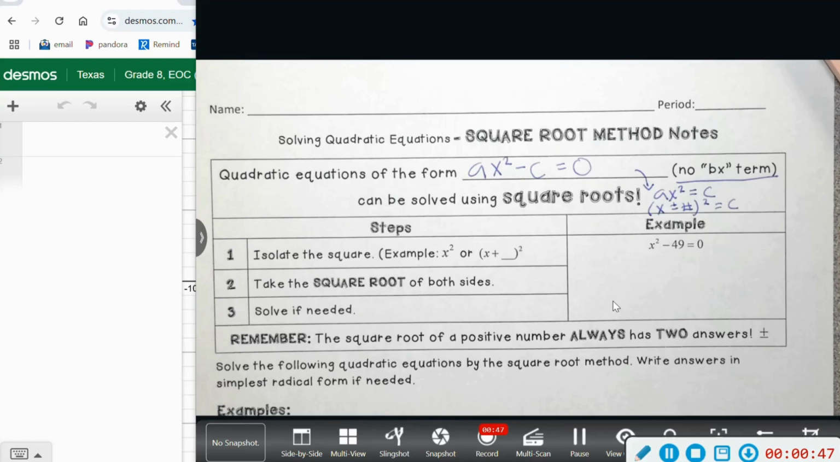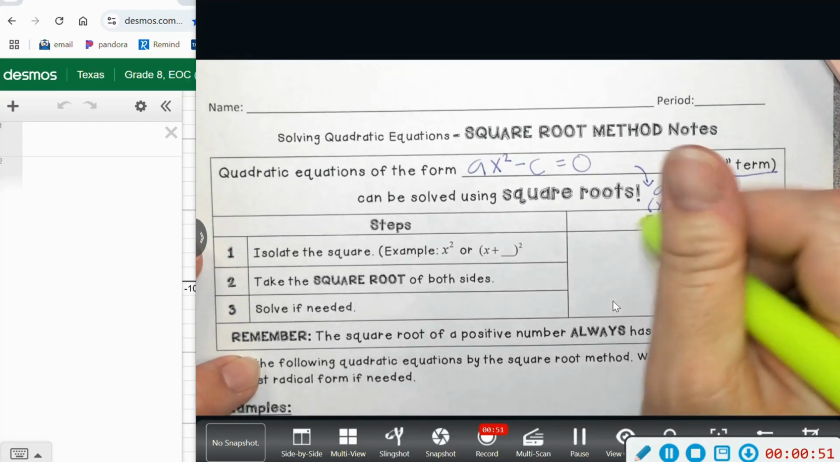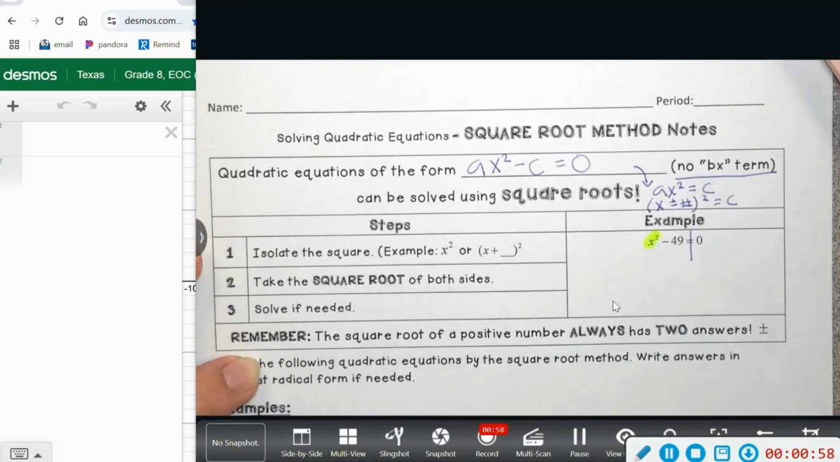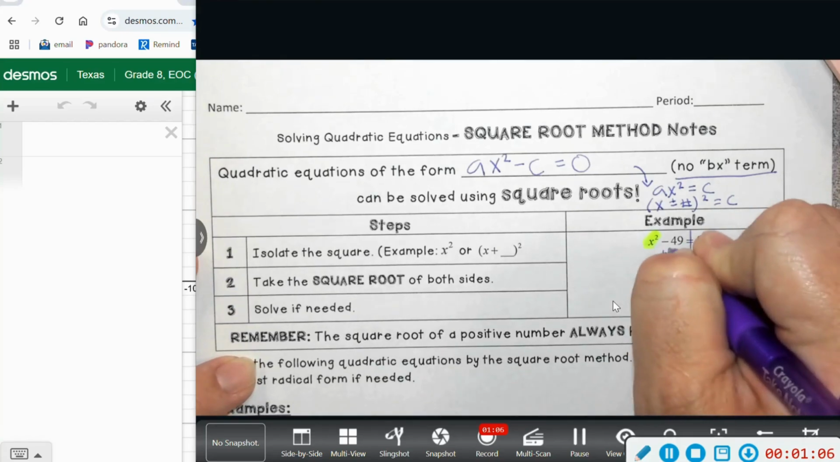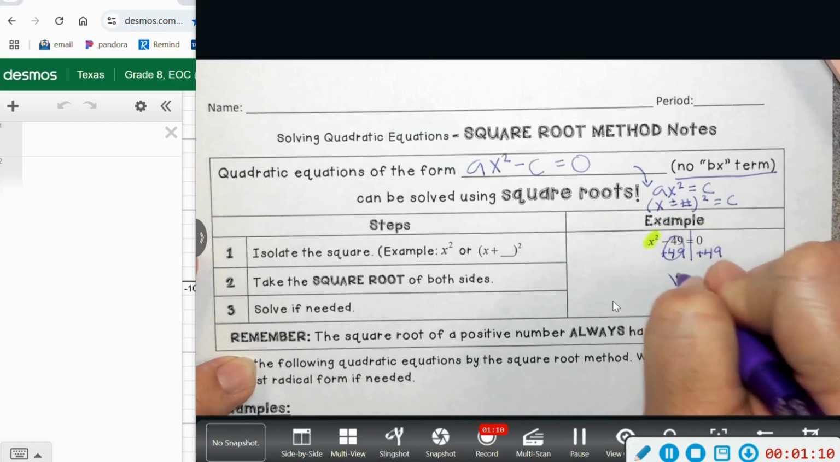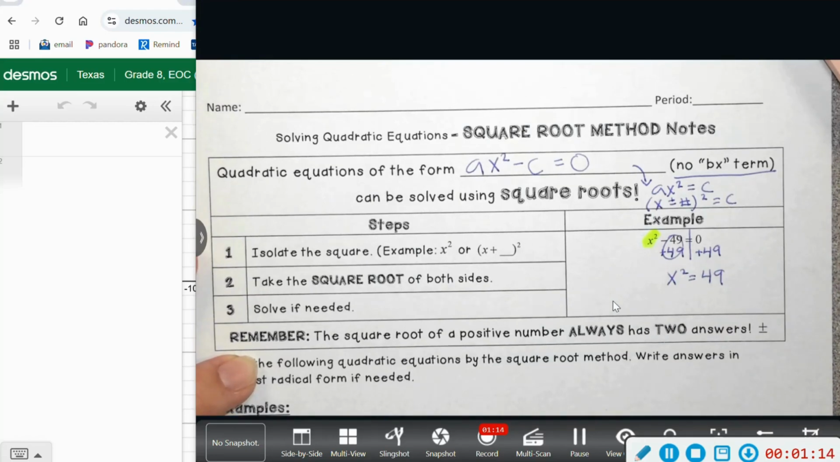Okay, so there are 3 steps. The first is to isolate what's squared. Looking at this example, do y'all see how I have x squared? Is it by itself on the left side of the equal sign? No, what does it have with it? Negative 49. How do I get rid of negative 49? I'm going to add 49 to both sides, and I get x squared equals 49. Everybody okay with that?